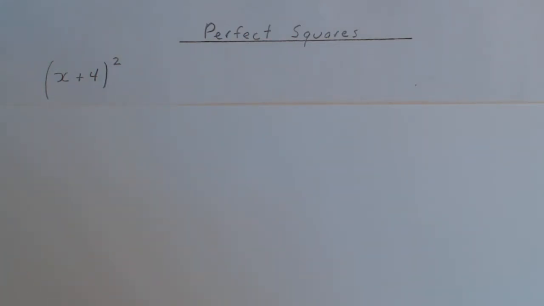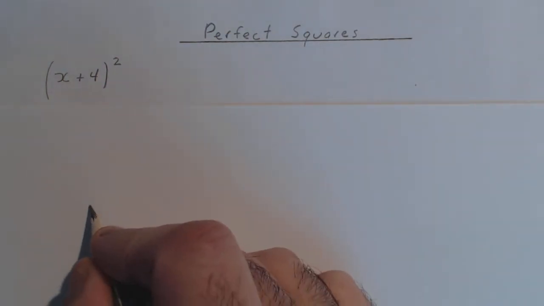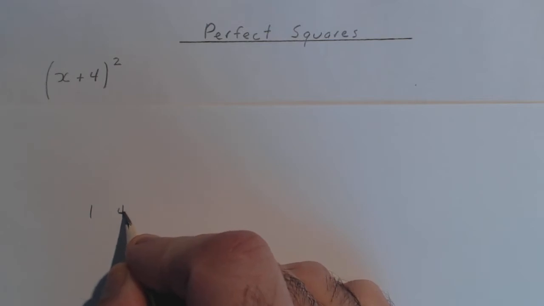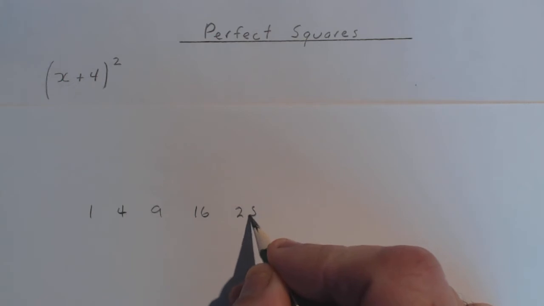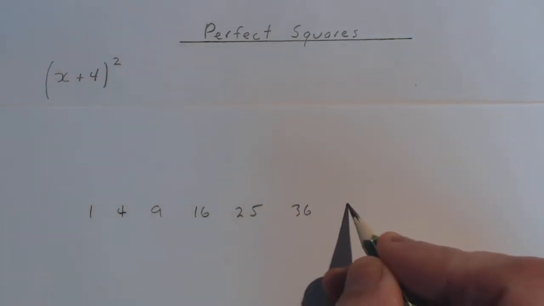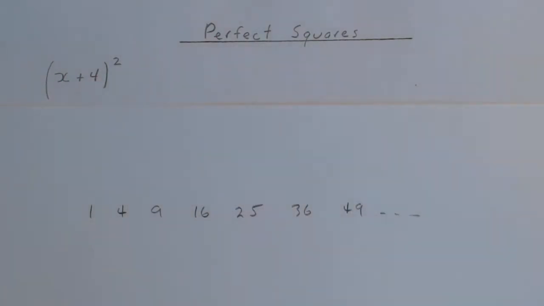We're now going to look at expanding expressions which are perfect squares. But before we do this, let's look at what perfect squares are. Perfect squares are numbers like 1, 4, 9, 16, 25, 36, 49, and so on. Now you'll notice with each of these numbers, we have a number multiplied by itself to give these numbers.